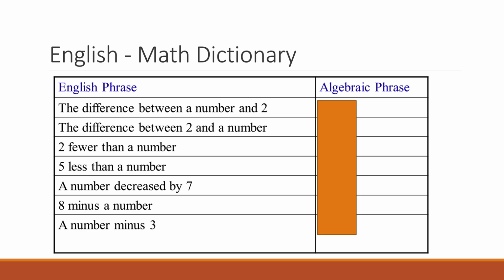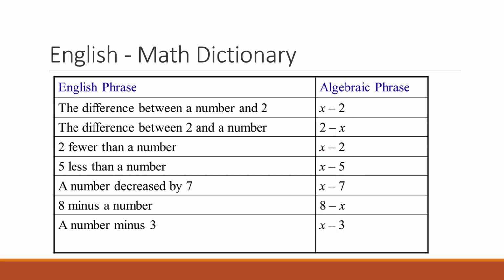All right, so here's the correct answers. Difference between a number and 2, x minus 2. Compare that with the next one that says the difference between 2 and the number. So when we read this word difference, we don't change the order. The word order matches the algebraic phrase order.